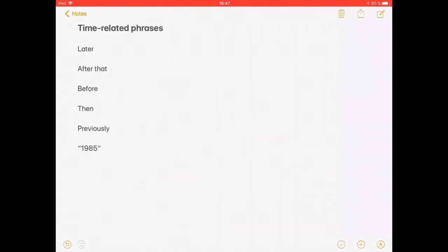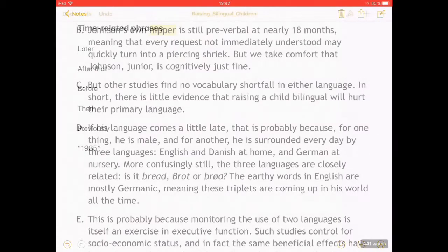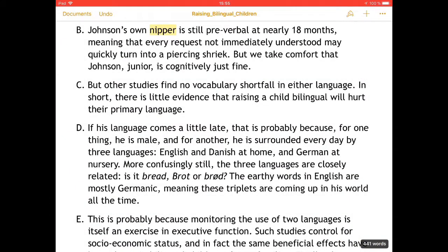Last but not least important are time-related phrases: later, after that, before, then, previously, etc., and years can be helpful as they all build chronological sequences. Unfortunately, we don't have a proper support for this point in our current example, but you may have it at Olympiads.